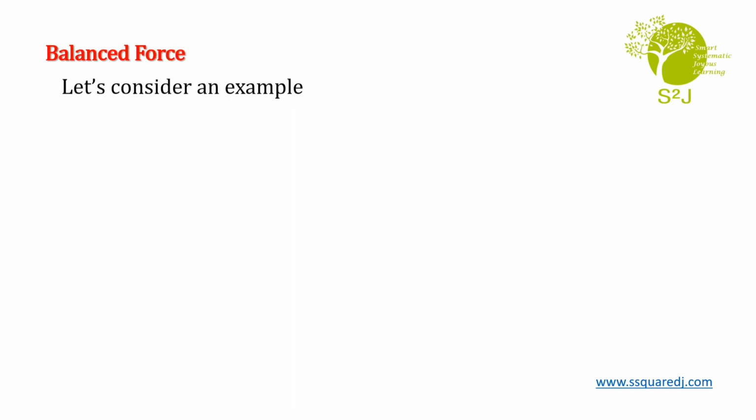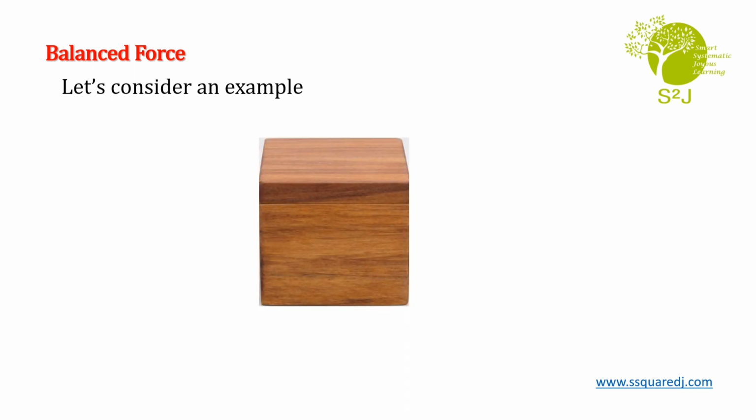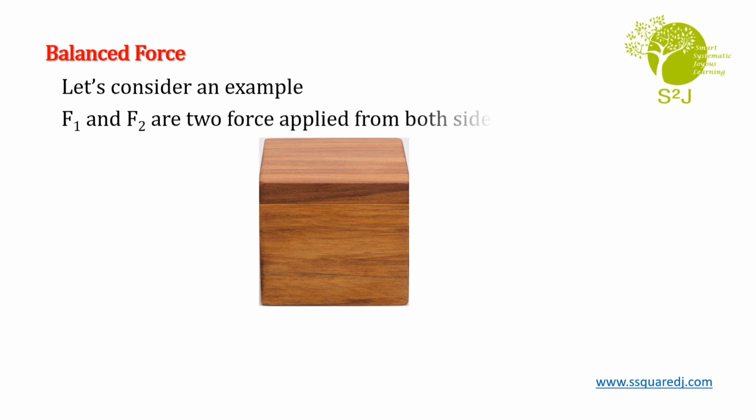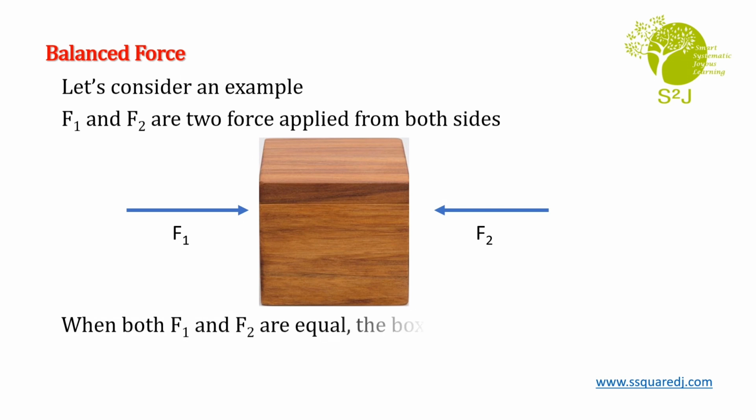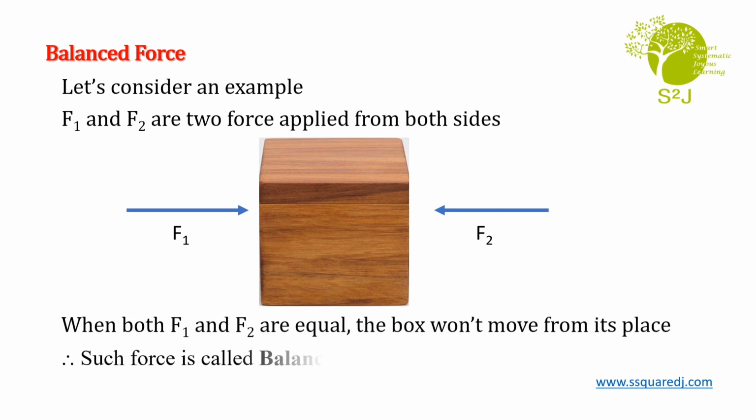Now, balanced force. Let us consider an example. Here is a box which needs to be moved. But if we apply force on both the sides, equal forces like F1 and F2 from both the sides, then the box will not move from its position. So such a force is called balanced force, where the object doesn't move.